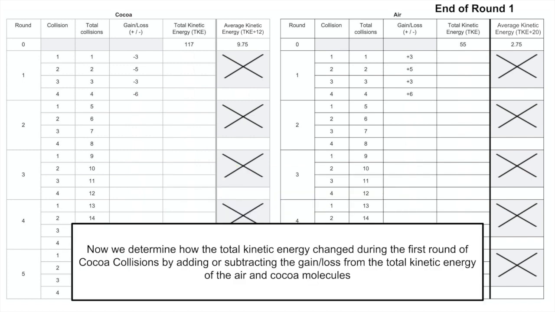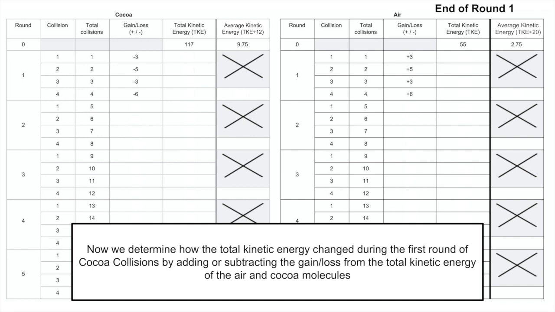Now we have all the gains and losses of the individual molecules. We can calculate how the total kinetic energy of these 2 systems changed. There are a few ways we can do this. We could add up all the energy values on the molecule cards, or we could add or subtract the gains and losses for each molecule card from the total kinetic energy.